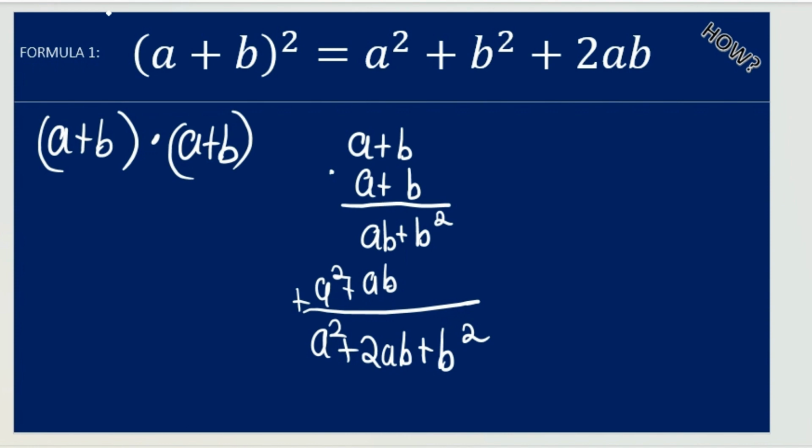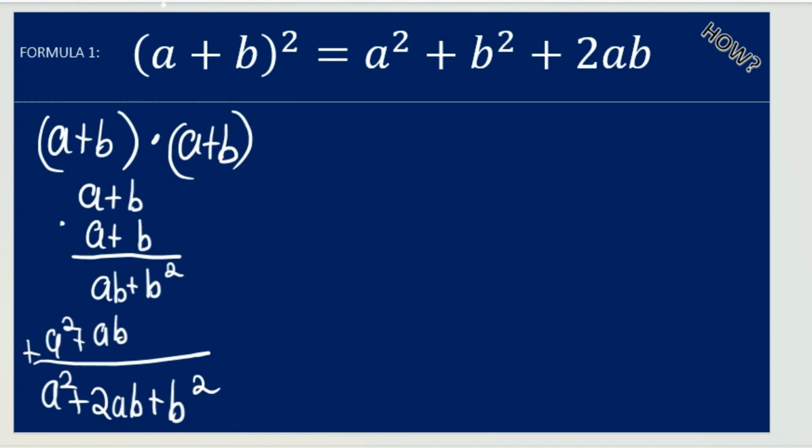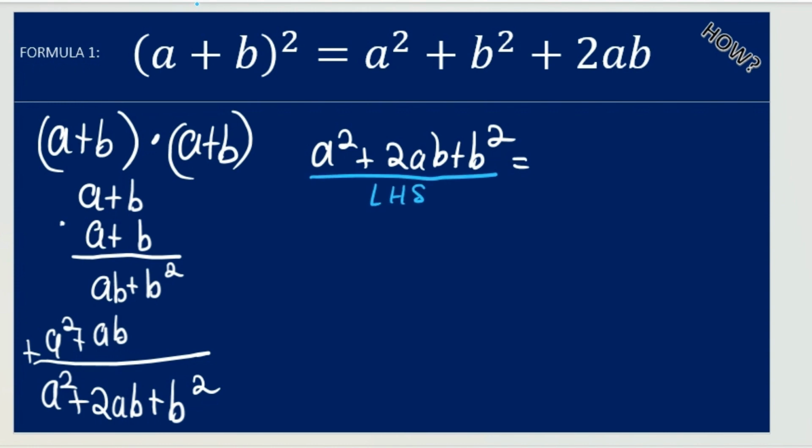Great. So now, just gonna shrink this and put it over here. Okay. So right now, the left hand side is a squared plus 2ab plus b squared. So this is the left hand side. Now here is the right hand side: a squared plus b squared plus 2ab. So this is the right hand side.